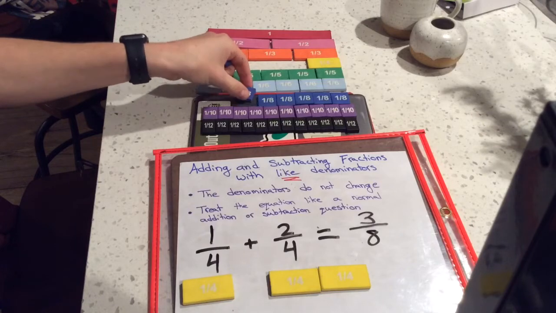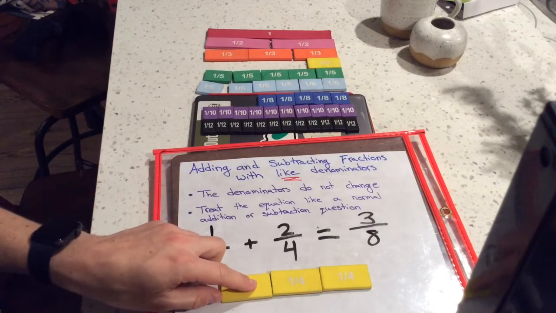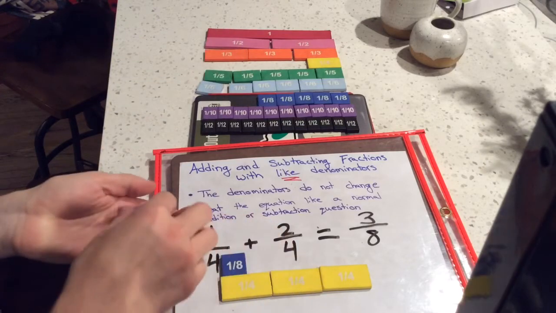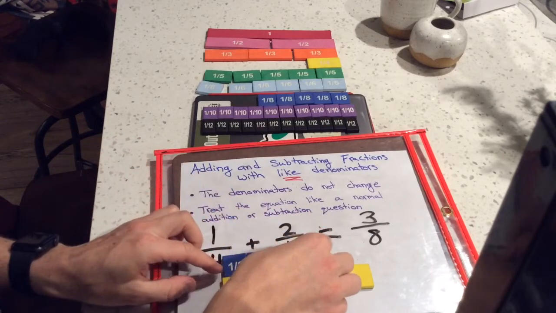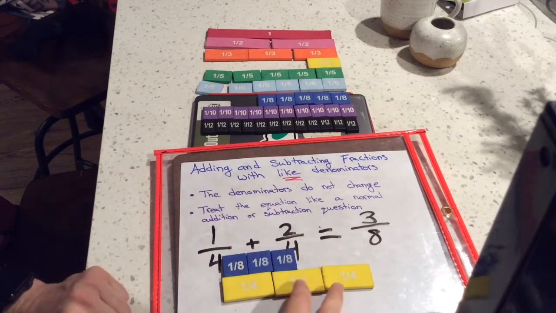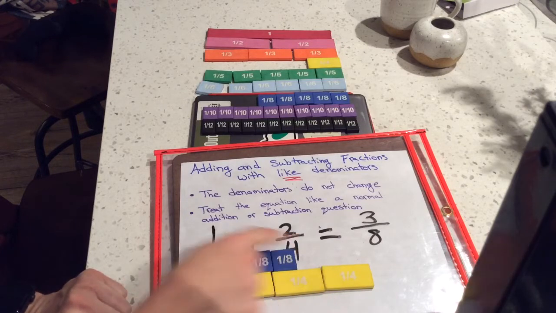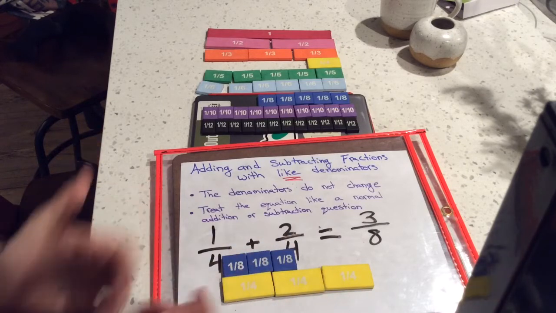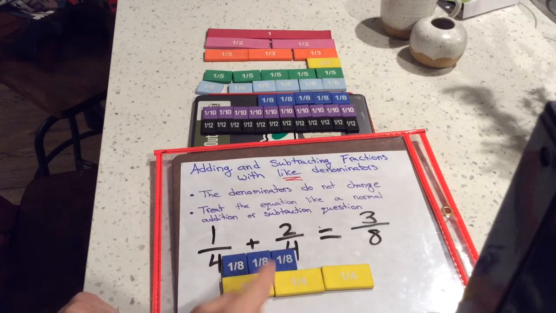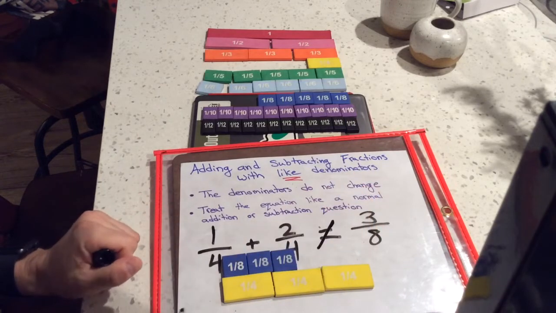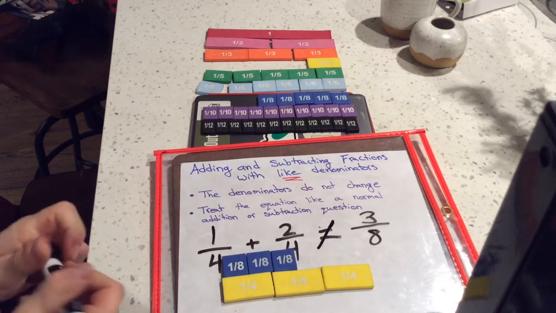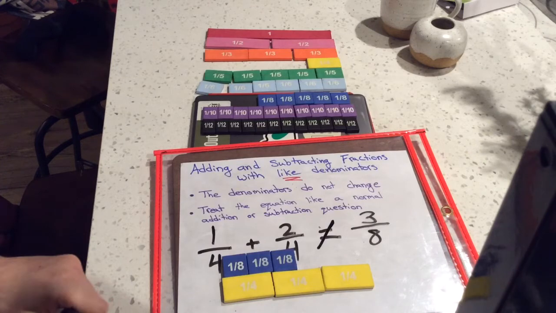And I'm going to bring this over to show you that this is not a true statement. So again, here was 1/4, here were 2/4, right? That was going back to my original equation. And if I add those denominators together, I'm getting 3/8, and we can see that that is not the case. So this is not a true statement. We would not say 1/4 plus 2/4 is 3/8.